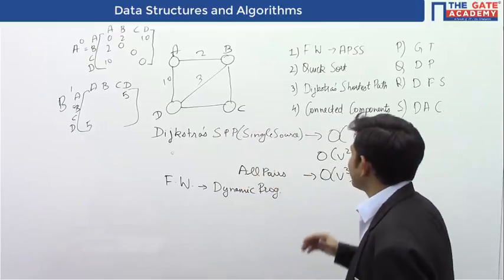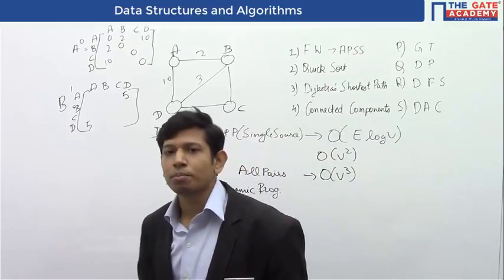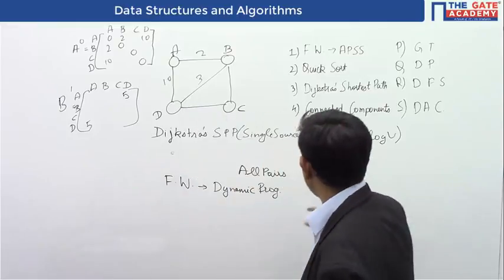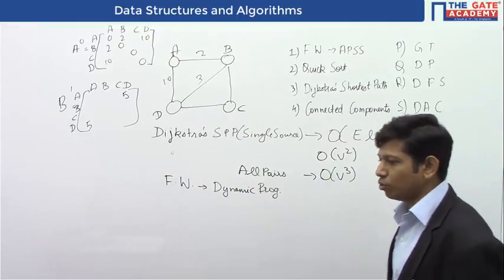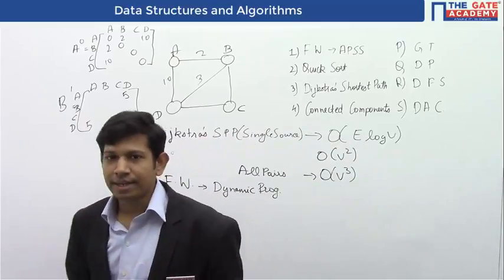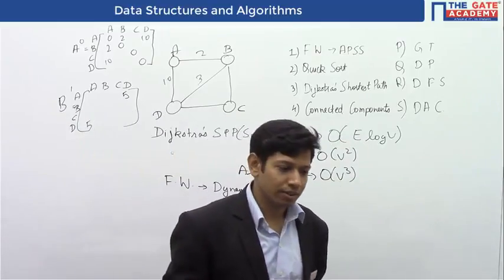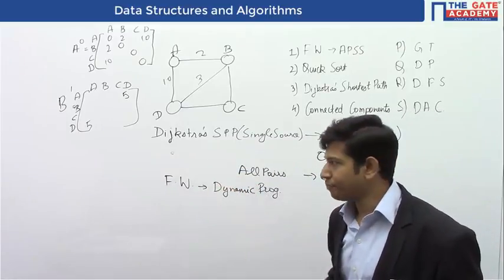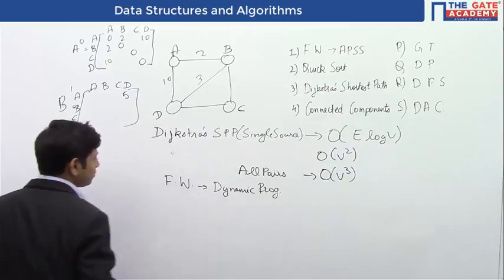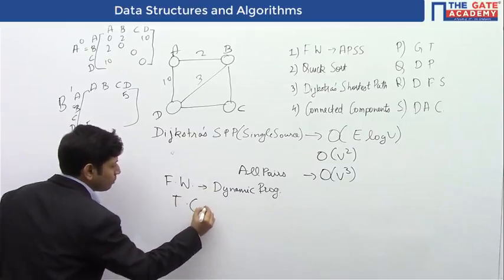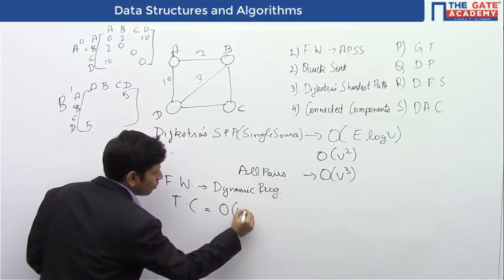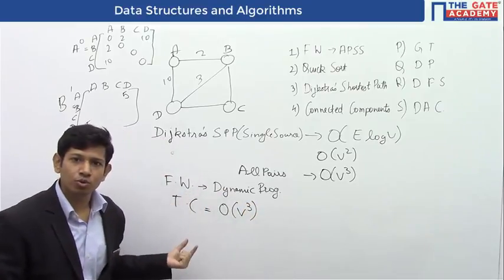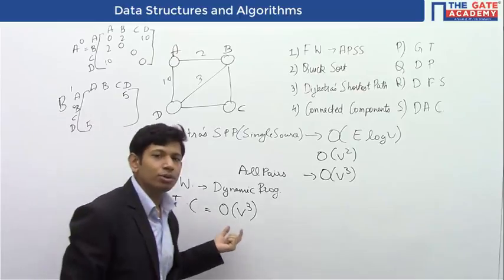So, this technique would give us better time complexity as compared to the greedy technique. In greedy technique, we are getting order of V cube as the running time. In dynamic programming using Floyd-Warshall algorithm, it will be asymptotically equal to V cube only. Let's see here. Time complexity is equal to order of V cube for Floyd-Warshall's algorithm also, but it is asymptotic time complexity.